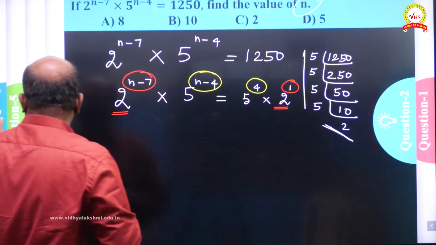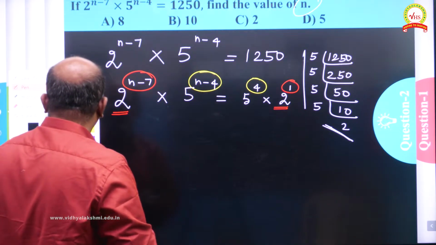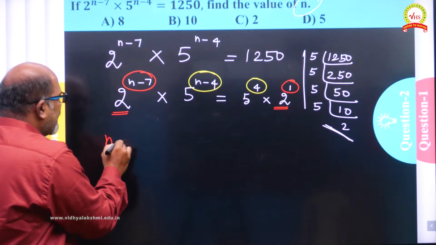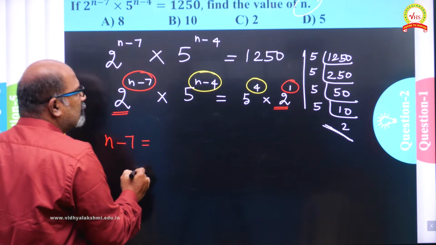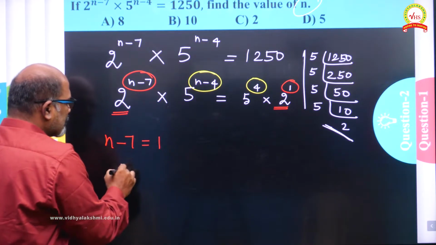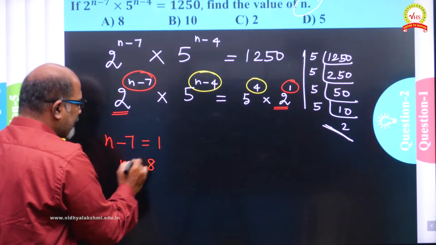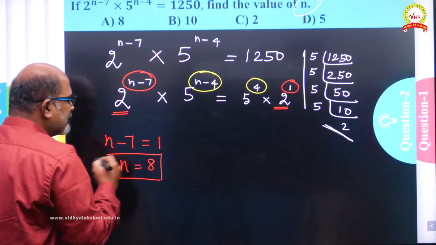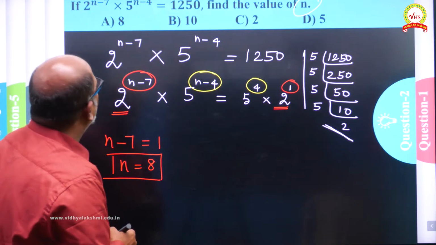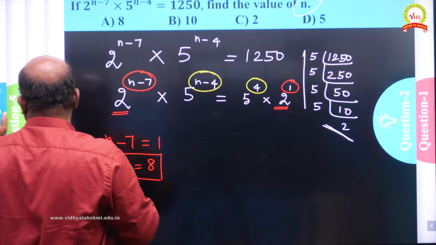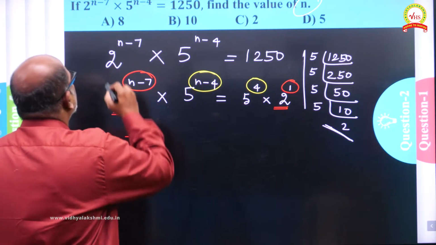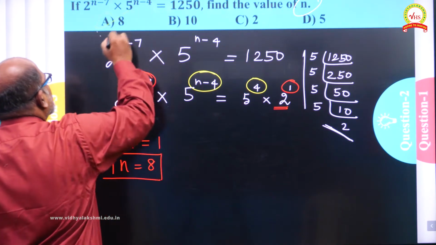So when I compare, you can see that n minus 7 is equal to 1. So what is the value of n? When this minus 7 goes to that side, it will become plus 8. So the value of n is 8. And among the options, we are getting option A as the correct answer. Option A is the correct answer for this question.